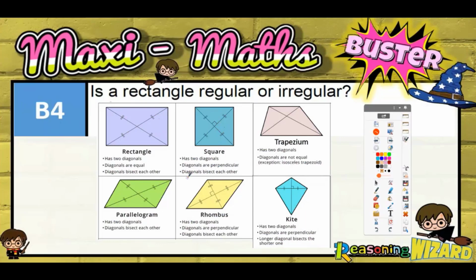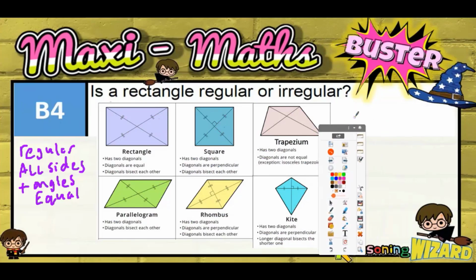So what we need to know for regular and irregular is that regular shapes have all sides and angles equal. Now, it's very important to realize that it's not just the sides, it's angles as well. So if there's any different sides or any different angles, then it is not regular. So I'm going to write that on the other side. So irregular, not regular, is obviously better described as saying irregular.